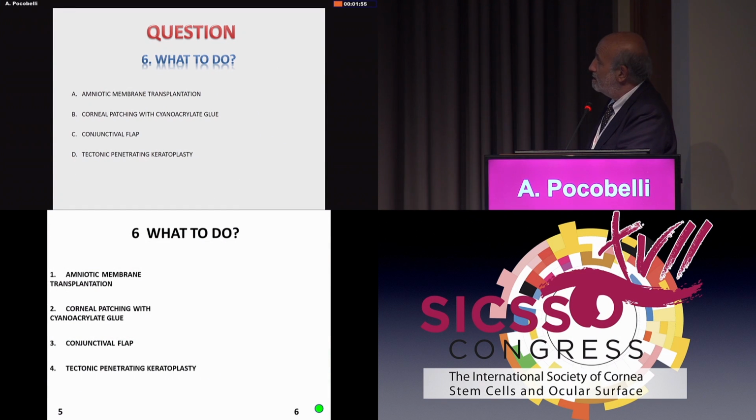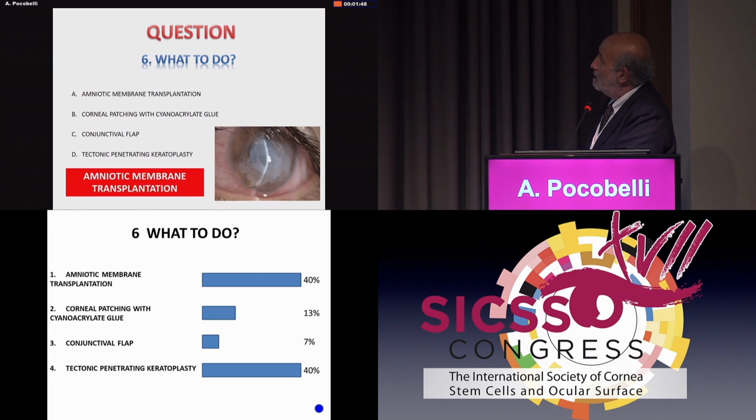The decimatoceal after the perforation was quite extended. Okay, the result? Again, we aren't 100% in agreement, no classical PK, because the tectonic penetrating keratoplasty might be used successfully in these cases. But the conjunctival flap, it's an idea, but actually there you get a net reduction of the visual acuity.